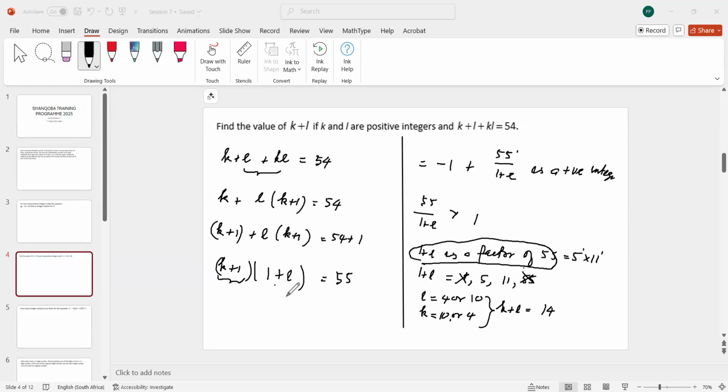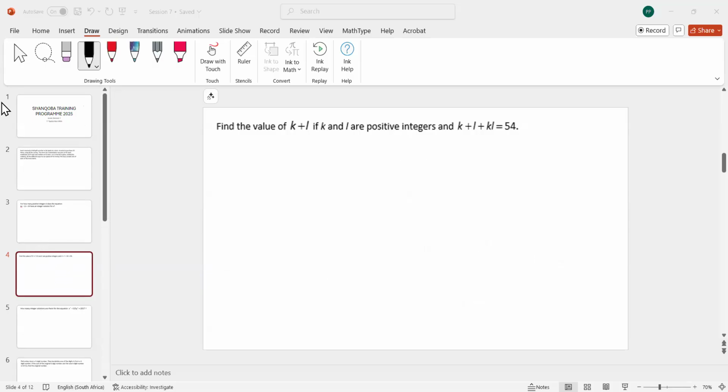Each one will have to be a factor. And therefore, you can write down the factors and work it out. So this is a neat way of solving this problem. So there are two ways of solving the problem. Maybe there are other ways, but I'm saying I've got exactly two ways, at least two ways.